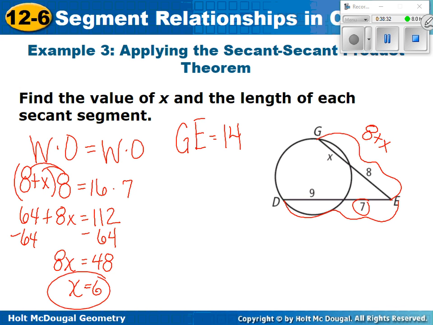But what is ED, the other secant segment? 16. So you have to list both secant segments. You do not need to list the chords. Those are not secant segments. Those are chords. Okay? Any questions? Okay, keep going.